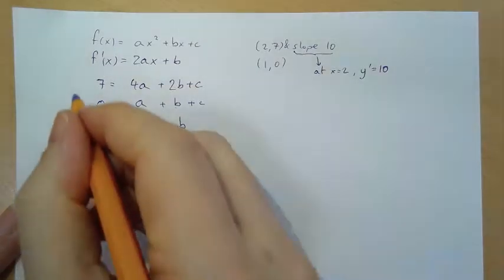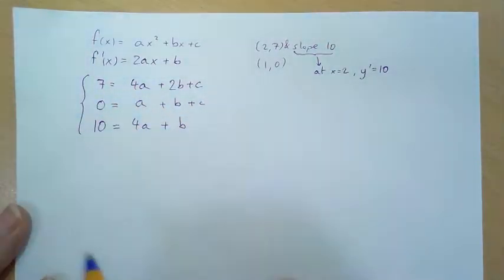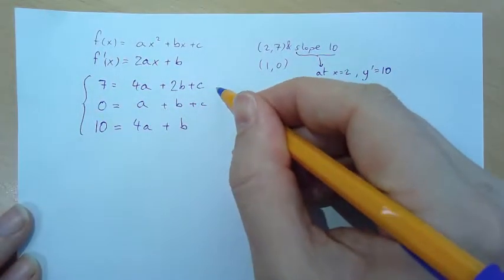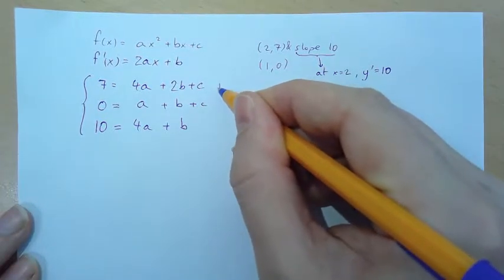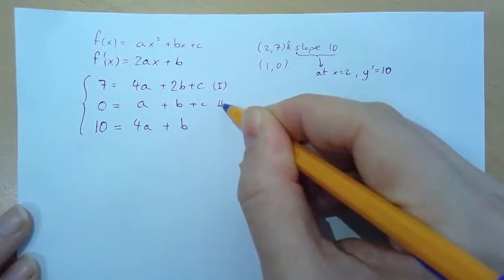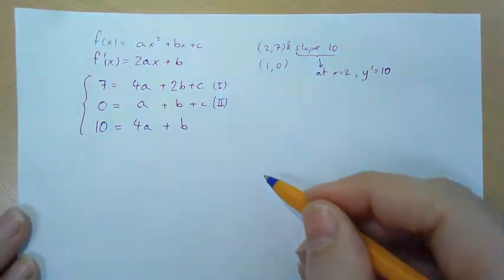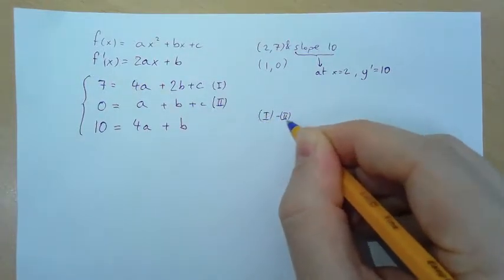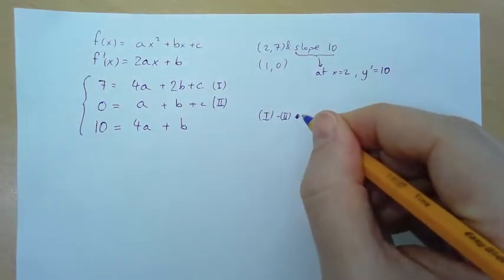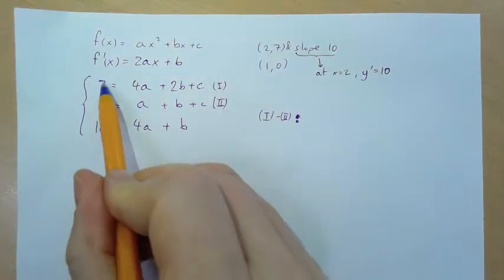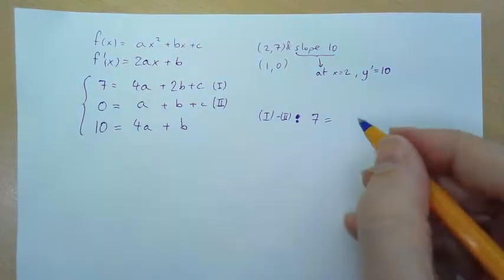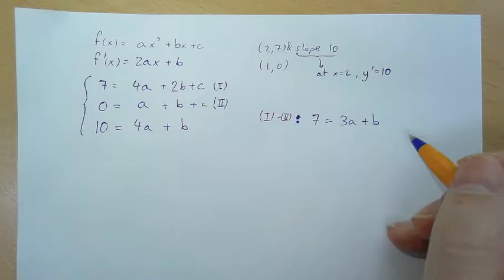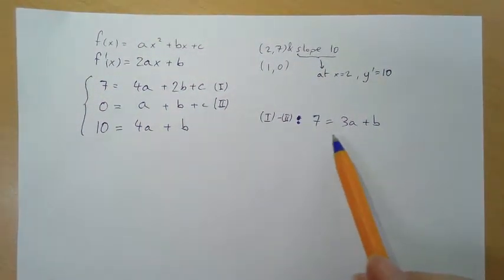3 equations, 3 variables. From here, there should be no problem. There's many different ways of solving this. I'm just going to take these two. I'm going to call this equation 1 and this equation 2, using Roman numerals. And I'm just going to calculate 1 minus 2. Just feels like it's a good idea. 7 minus 0 is 7 equals 3a, 2b minus b is b, c minus c, 0. I'm very happy with that. I have no c's left.